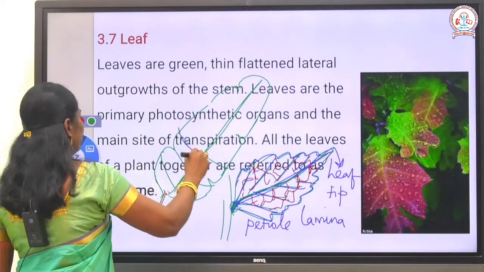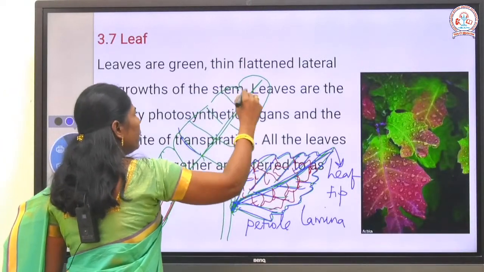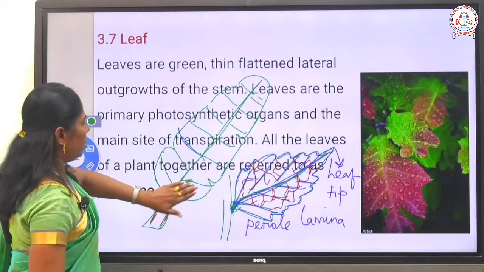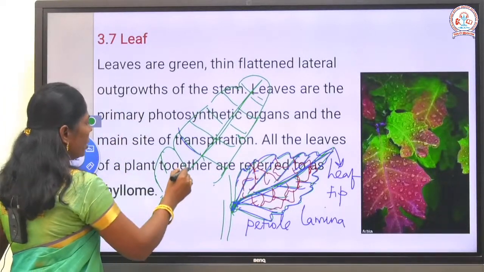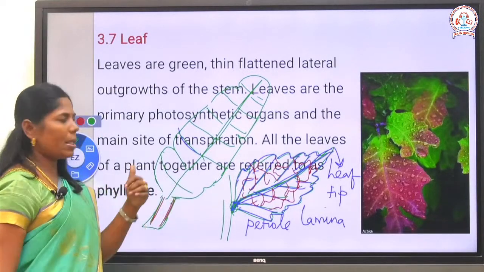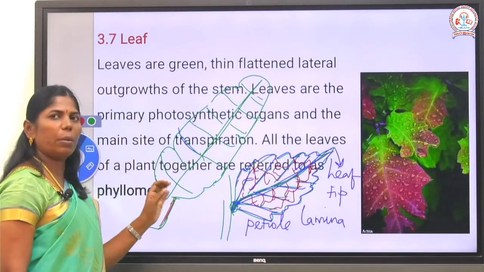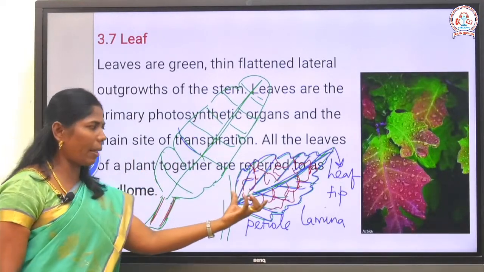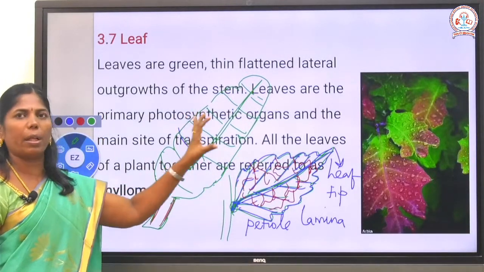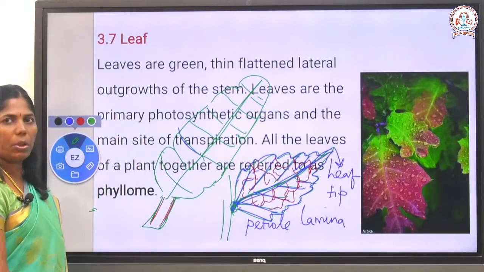So this is the structure of a banana leaf. Here the veins are parallel to each other. That is not a net-like structure; this is parallel to each other. All the veins originate from the midrib and are parallel to each other, which is the characteristic of monocotyledons. And this is the characteristic of dicotyledons. So based on the venation, leaves are differentiated into two.